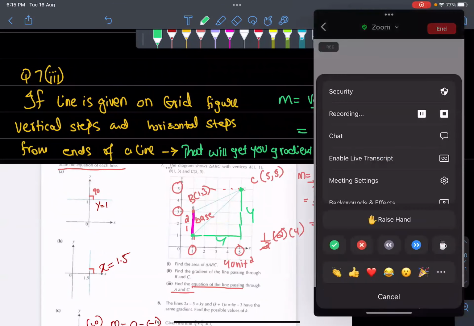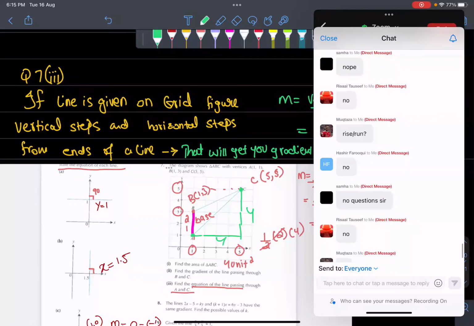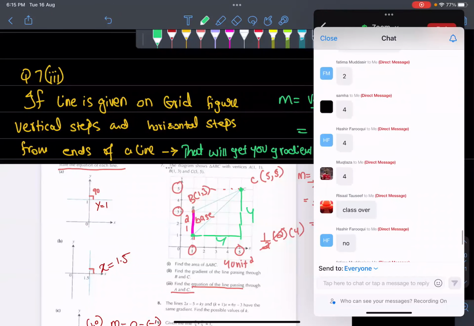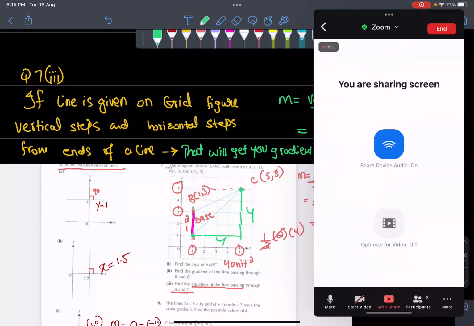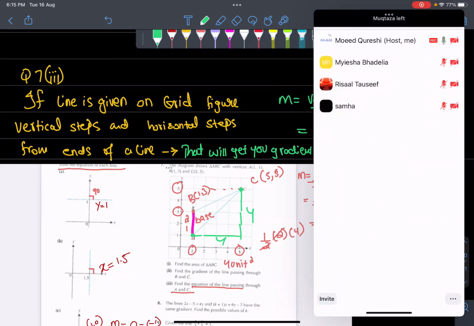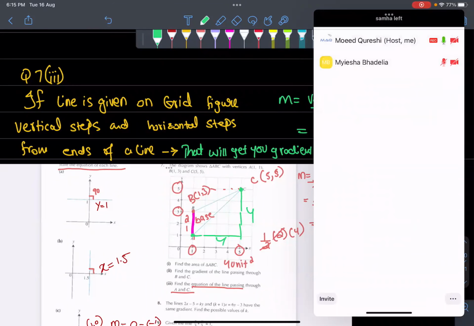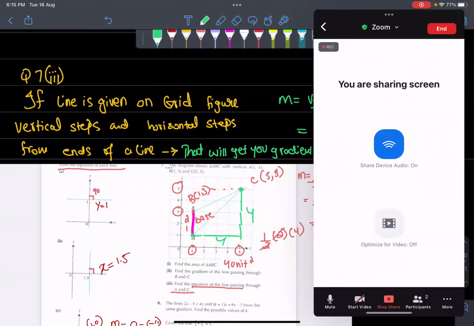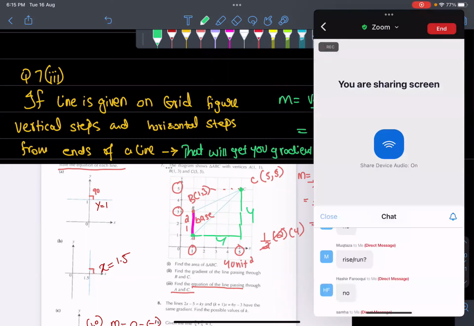Maisha, is there any question? Do you have a question? Maisha, please let me know so that I can end the class. I think you are not present in the class because everybody has left. Only you are there. And you are not replying. That means you must be busy. Okay, no worries. Allah Hafiz.